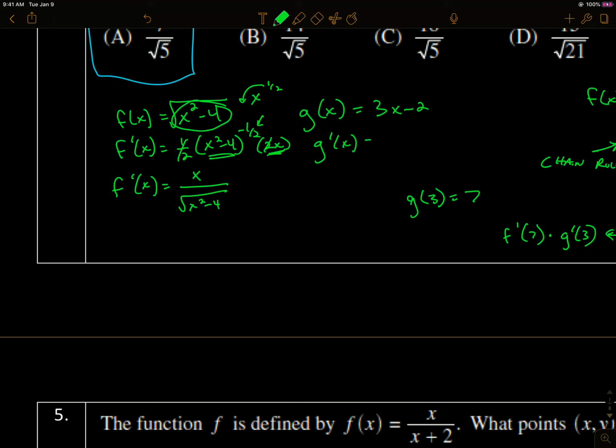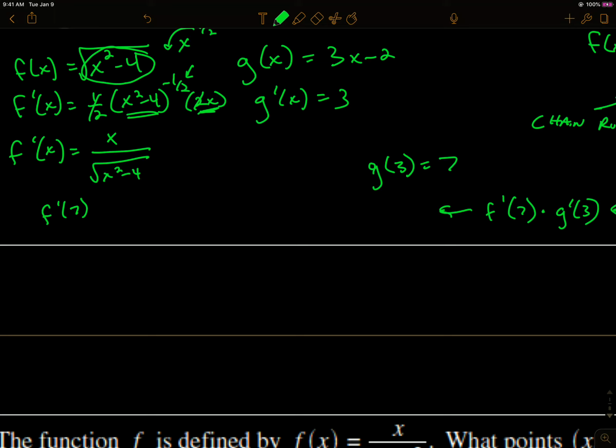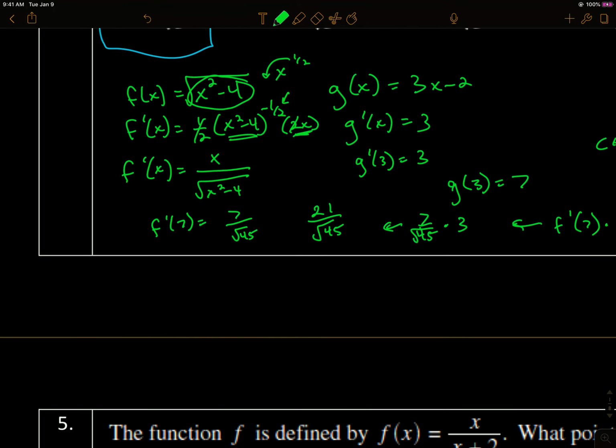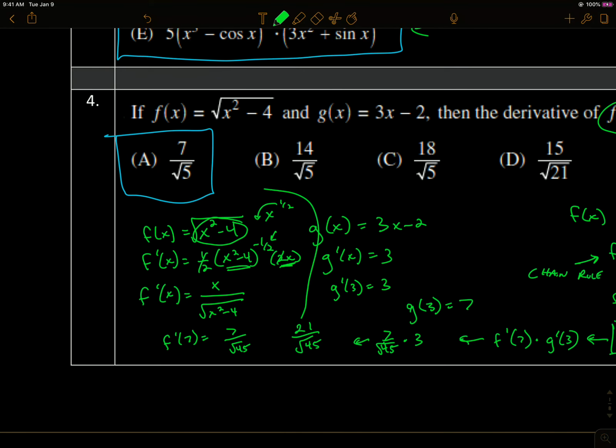For g prime of x, I've got 3. So now f prime of 7, if I plug 7 into this guy, I get 7 over the square root of 45. So I get 7 over the square root of 45 times g prime of 3, which is just 3 because there's no x to plug it into. So this becomes 21 over root 45. And then that number is going to simplify to 7 over root 5. So these are the same. There's your choice. Your answer is A.